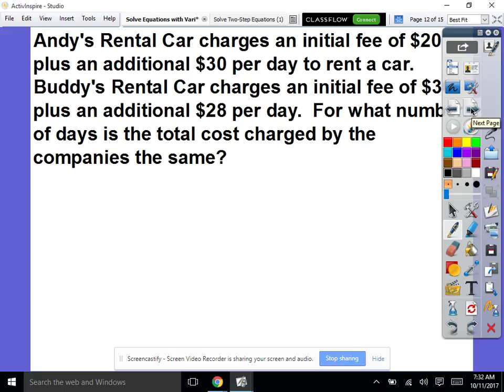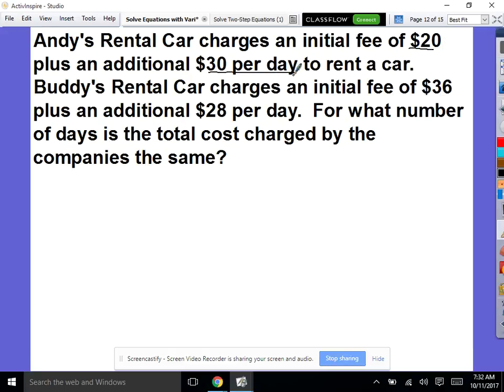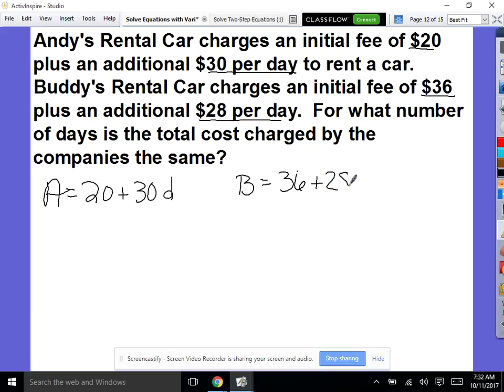Andy's rental car charges an initial fee of $20 plus an additional $30 per day. So Andy's equals 20 plus 30 times d. Buddy's rental charges an initial fee of $36 and an additional $28 per day. So Buddy's equals 36 plus 28 times d.